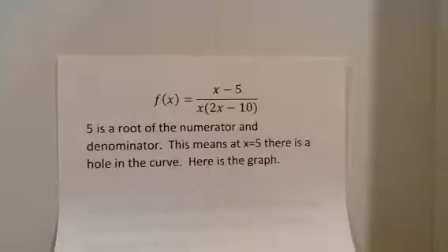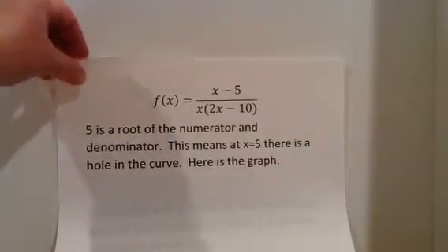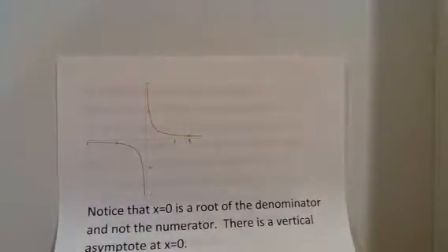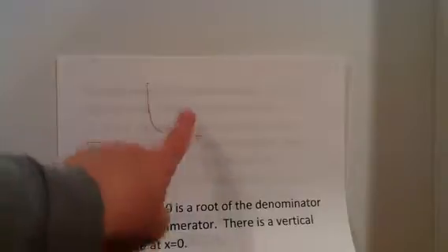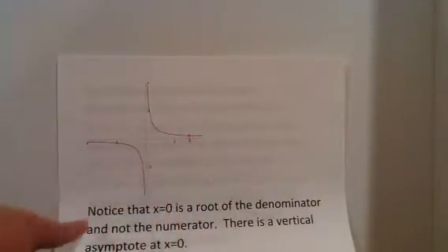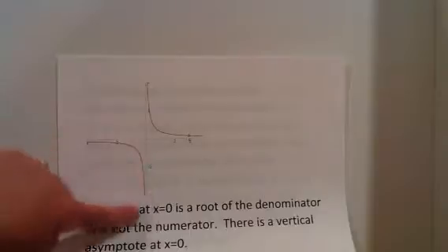For this function, 5 is a root of the numerator and denominator. This means that at x equals 5, there's a hole in the curve. Here is the graph. Notice at 5, there's a hole in the curve. Notice also that x equals 0 is a root of the denominator and not the numerator. So that means there's a vertical asymptote at x equals 0, which is the y-axis.